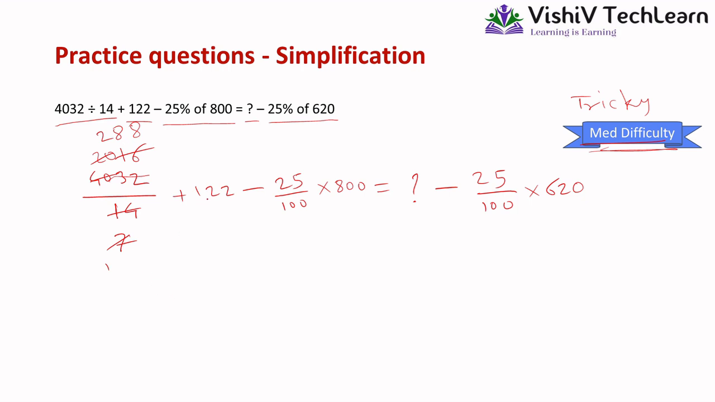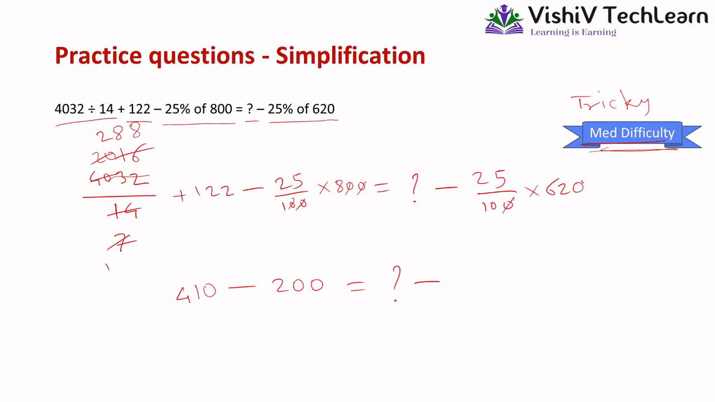So 288 and 122. Let's add these two. So it will be 88 plus 22. 88 plus 2 will be 90. 90 plus 20 will be 110. 110, and this 100 and this 200, so it will be 410. And these zeros we can cancel here. 25 8s are 200. And then question mark minus.